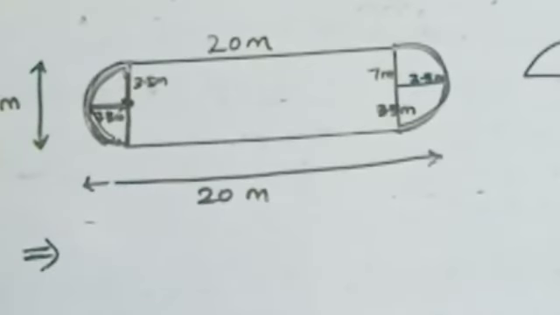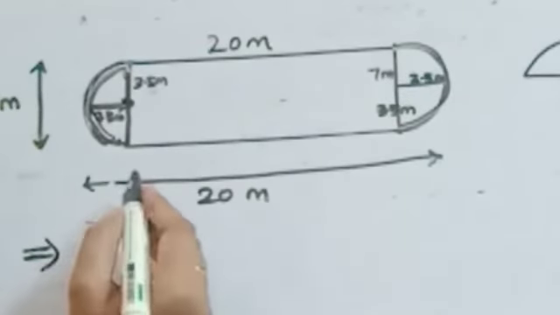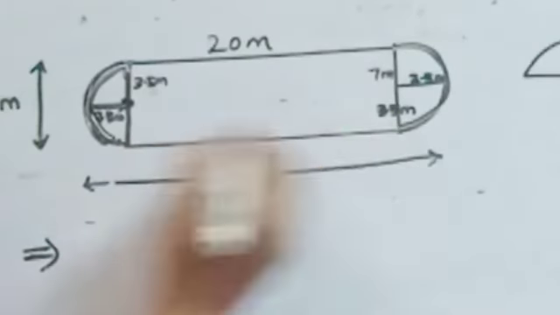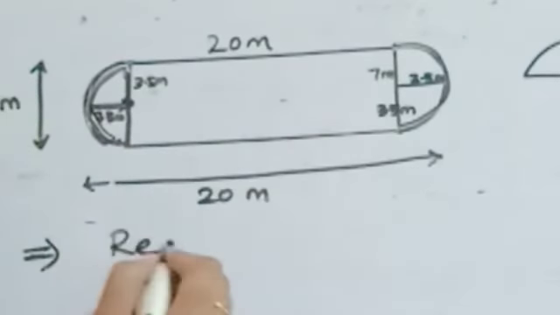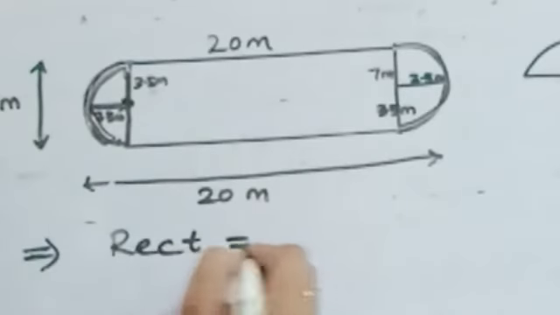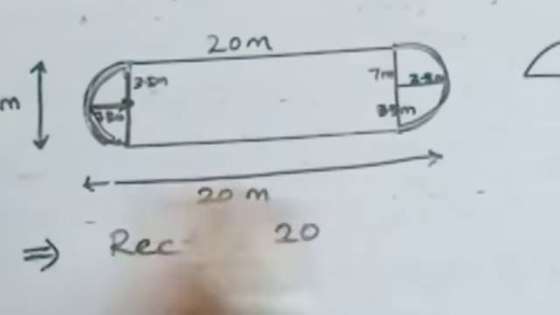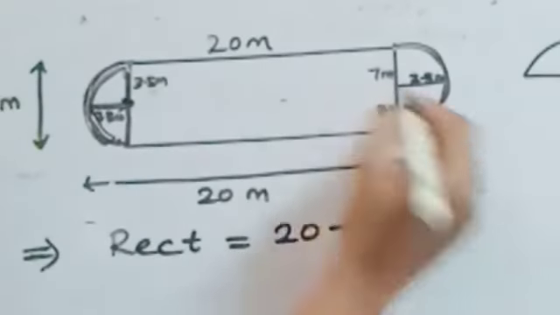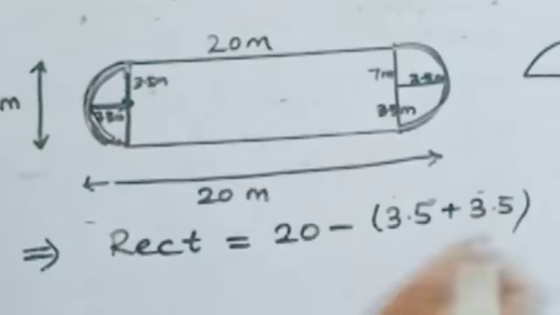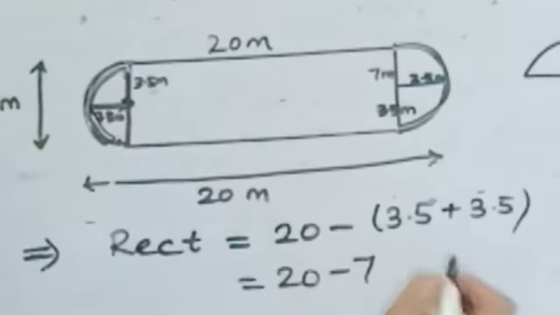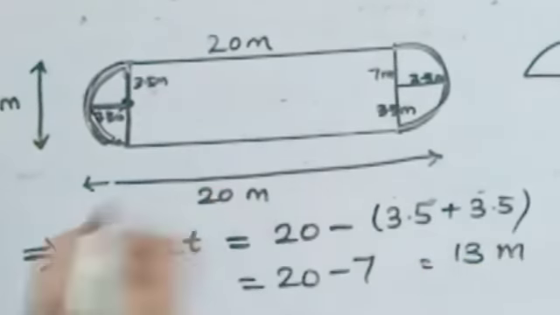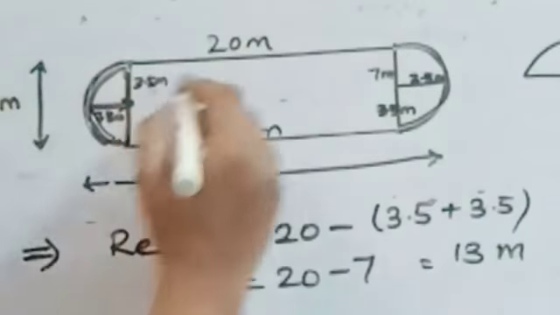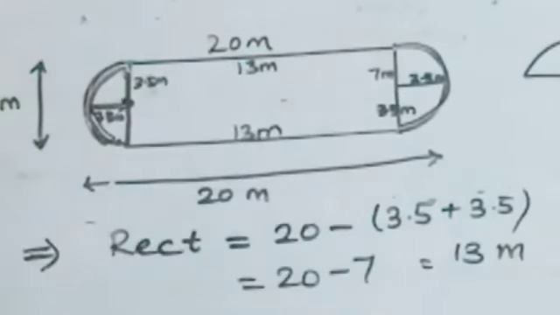Also for the same question, for the same diagram, we need to find the perimeter also. So we need to add all the sides' length. So here only this length we want, that is for the rectangle, only this side if you consider, it is 20 minus, as I said already, here this will be 3.5 and here this will be 3.5. So add those two. So 20 minus 7, and that will be 13 meter will be the length of this side alone. And the same will be here also. So this side also 13 meter.